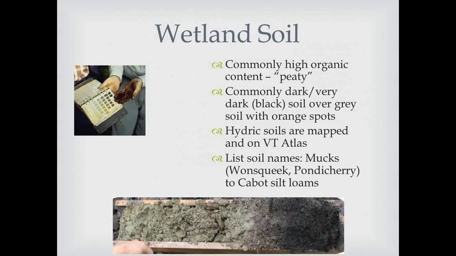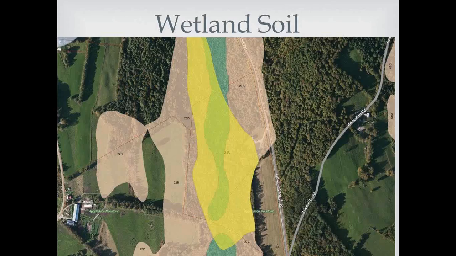So things like mucks are going to be on the very, very wet end of the scale, and then Cabot silt loams, you'll find that those are coming up as hydric in the lower parts of the landscape, but maybe not in the upper parts of the landscape. So here's an example of some of the soils that you see on the mapping. These maps are available online in the Vermont Natural Resources Atlas and are a great tool.